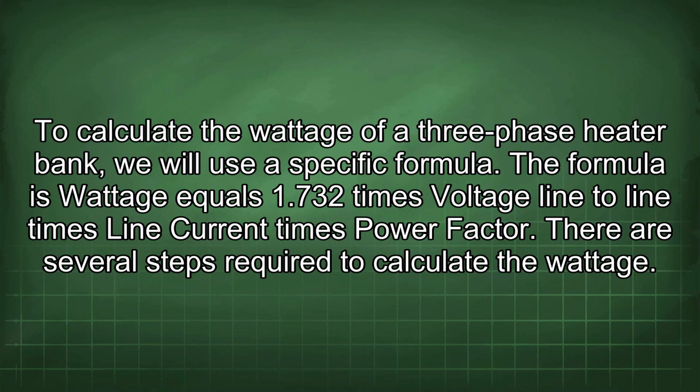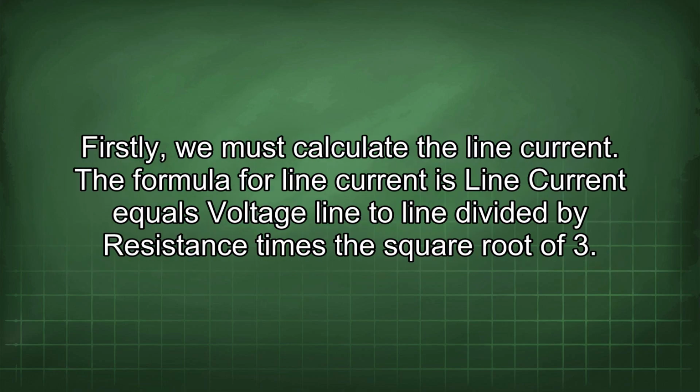To calculate the wattage of a three-phase heater bank, we will use a specific formula. The formula is wattage equals 1.732 times voltage line to line times line current times power factor. There are several steps required to calculate the wattage. Firstly, we must calculate the line current.